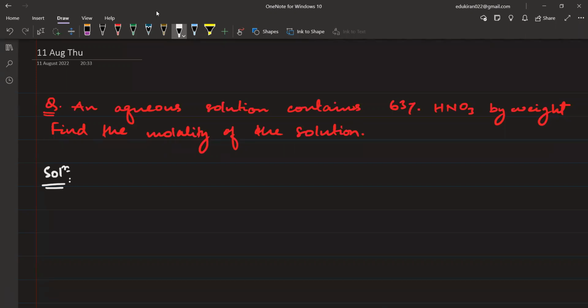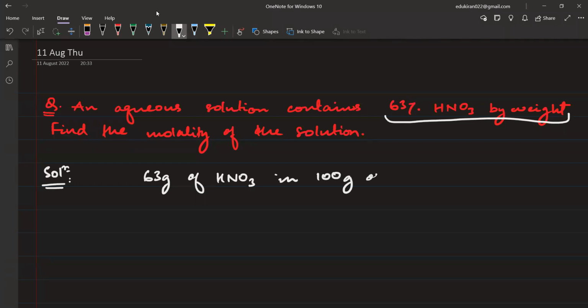Okay, so you'll start with this statement, 63% of HNO3 by weight. That means 63 grams of HNO3 in 100 grams, please see, of solution. Okay, that means 63 grams. And we need what? Molality.